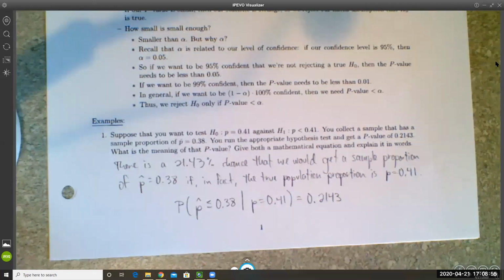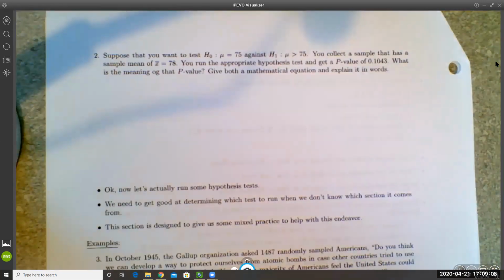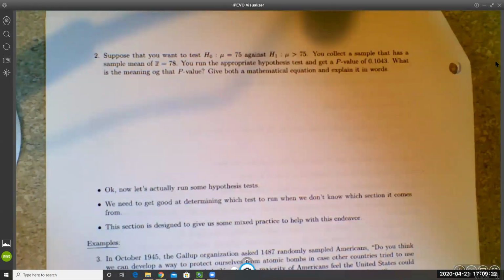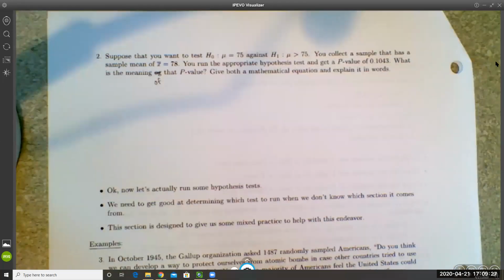So that's that one. Let's look at another one kind of similar to that. So example 2 is pretty similar. It says, suppose that you want to test mu equals 75 against mu greater than 75. You collect a sample that has a sample mean of 78. You run the appropriate hypothesis test and get a p-value of 0.1043. What is the meaning of that p-value? Go ahead and pause the video. See if you can do this one on your own.